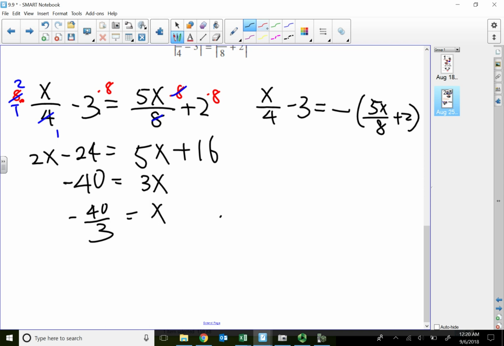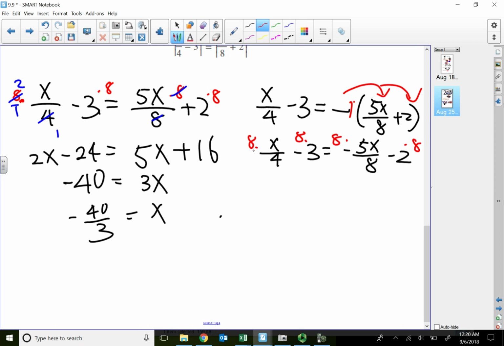All right, the other equation, since I'm setting the right side to be negative, that'll be negative 1. We'll need to do a distribution, so that will be x over 4 minus 3 equal to negative 5x over 8 minus 2. So if I multiply every term by the LCD again, like I did earlier, all the numbers stay the same, it's just a sign change. This is going to be 2x minus 24, but this is going to be negative 5x minus 16, right?